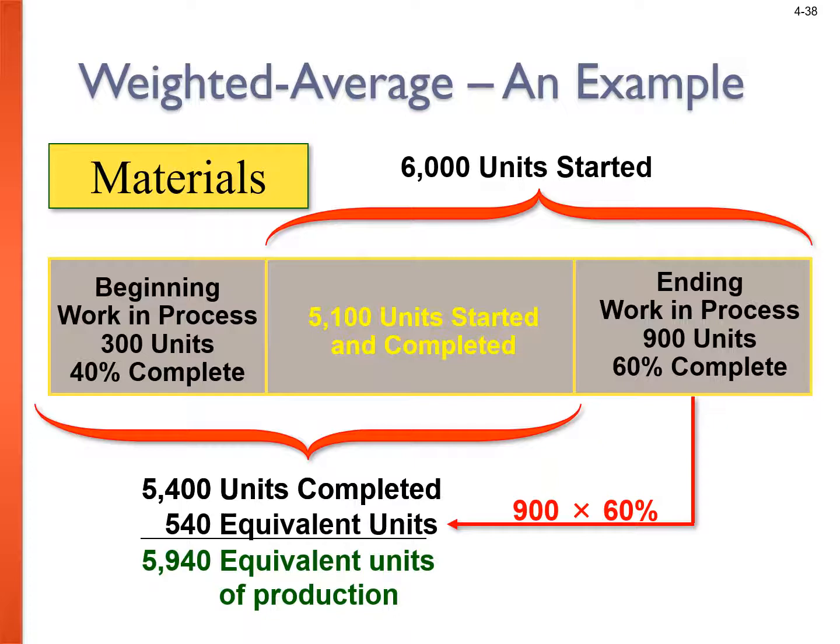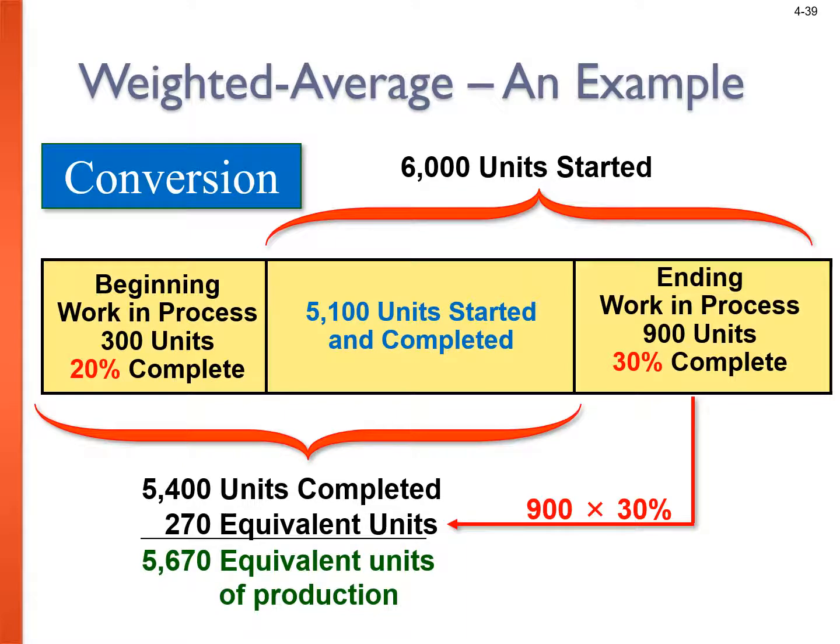And that's just showing you the work in process in a graphical method. They're saying 300 units came in during the month, 5,100 were started. Okay, so there was a total of 5,400 units, or 5,100 units were started and completed. So there was a total of 5,400 units completed and 540 still that were started, and 60% of which were complete. So it's just showing you it in a graphic method. Same with the conversion costs.